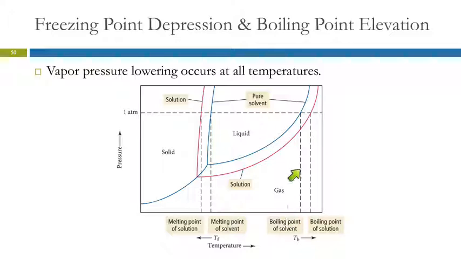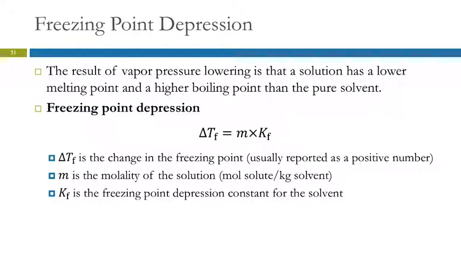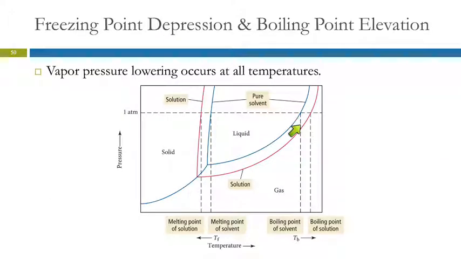The boiling point for the solvent is where its vapor pressure equals the atmospheric pressure. If the vapor pressure is lowered, then you're going to have to get to a higher temperature before that solution boils. So that means it's going to boil at a higher temperature.